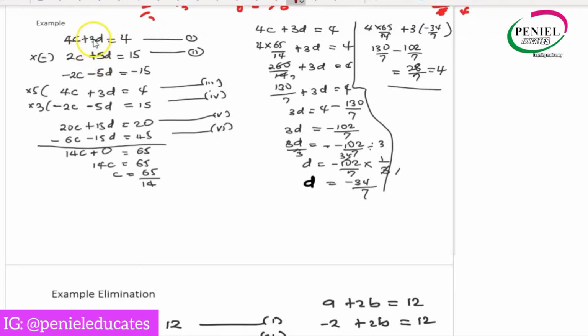Now, because this is positive 3d and this is positive, I want to multiply the second one by minus. So I then have minus 2c minus 5d is equal to minus 15 because I multiplied this one by minus. Now this is my equation. Now this is positive, now this is negative.